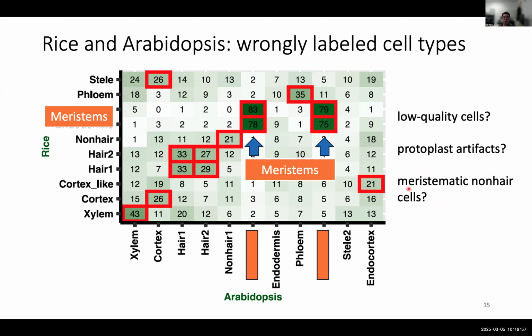Another potential hypothesis is that the original authors didn't label them wrong, but these are basically meristematic non-hair cells. For example, they have the non-hair cell markers expressed, but they also have a lot of meristematic markers expressed. So it's sort of dual function, or the same cell type at a different developmental stage. So those are the hypotheses we have about this observation.